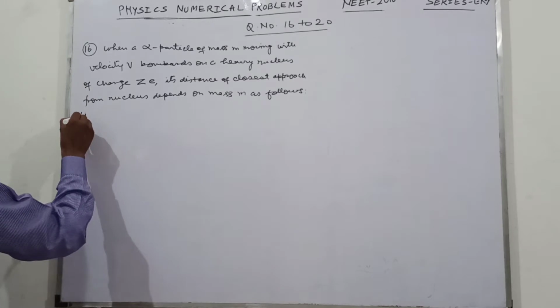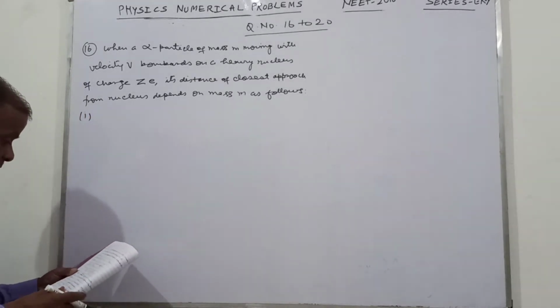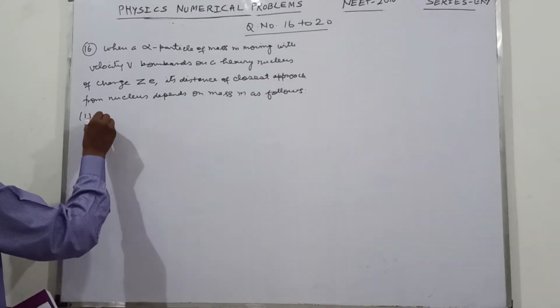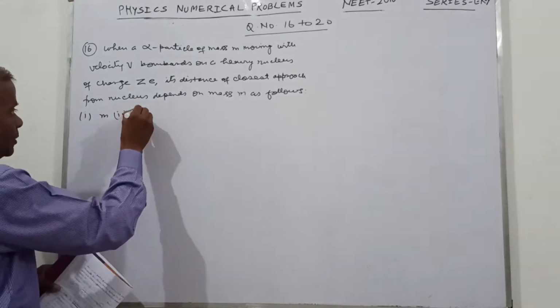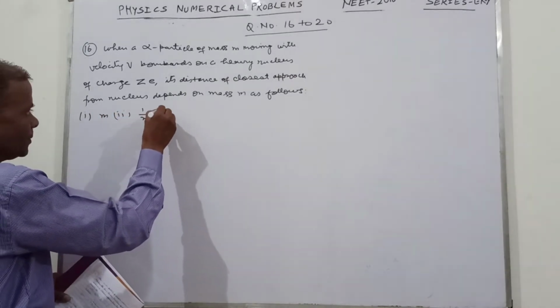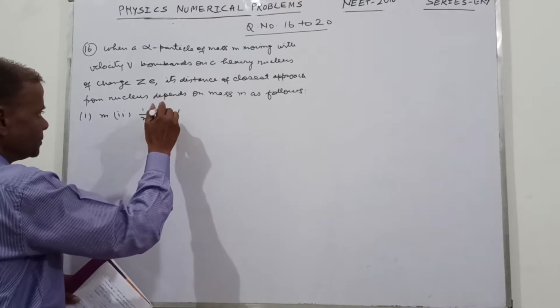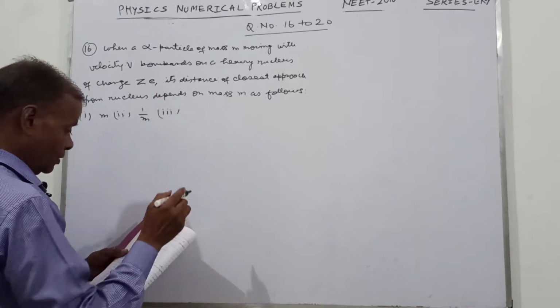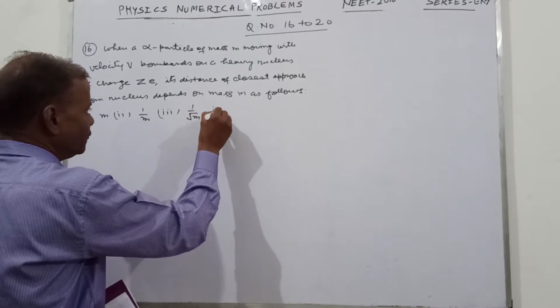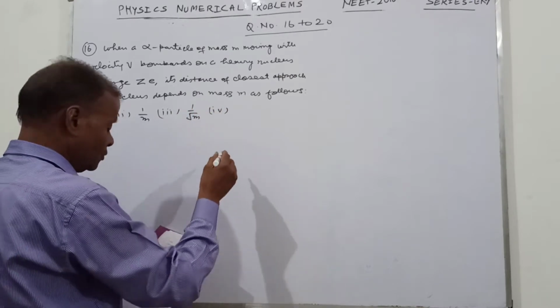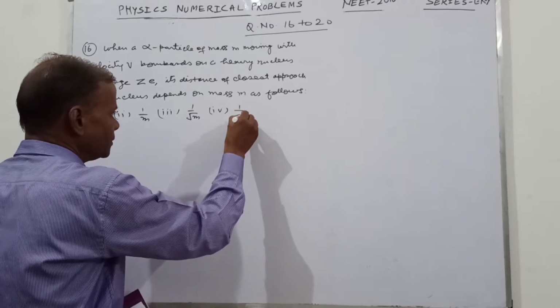Now the options. First option is m, second is 1 upon m, third is 1 upon root m, and fourth option is 1 upon m square. This is given.